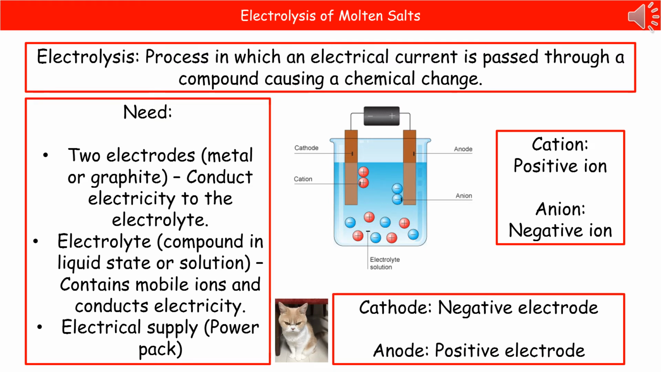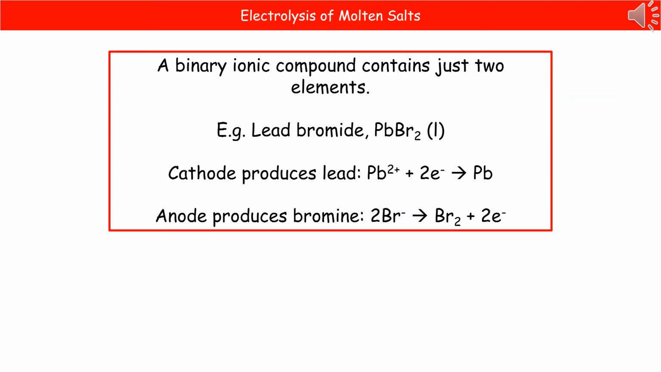You need to remember that the negative electrode is called the cathode, the positive electrode is the anode, and then the positive ion is the cation, the negative ion is the anion. When we talk about a binary ionic compound, this is one made of just two elements, hence binary, bi meaning two. So to give you the example of lead bromide, the cathode produces the lead because lead makes positive ions, and the anode produces the bromine because bromide are negative ions.